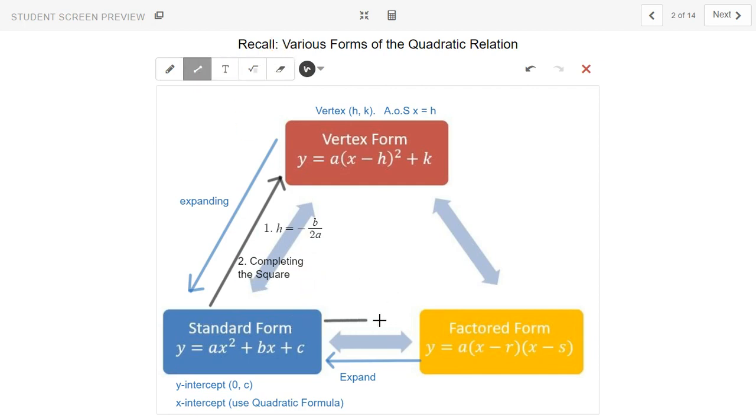Okay, from standard form into factored form, we would have to factor. And factored form is great because it helps us find our x-intercept easily. Once we're able to solve where y is equal to 0, then our x-intercepts will be the coordinates (r, 0) and (s, 0), where r and s are constants.